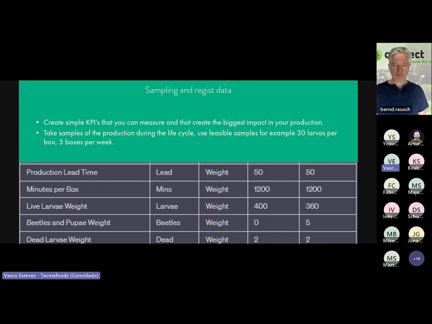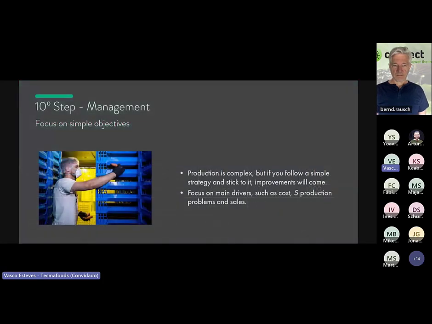For example, a batch of 500 boxes, 5 boxes per week, 30 larvae per box. It's already a really good sample. So construct a table with Excel or something, and see the small improvements or detect the problems that you have with these samples. Really, really important. Final step will be management.